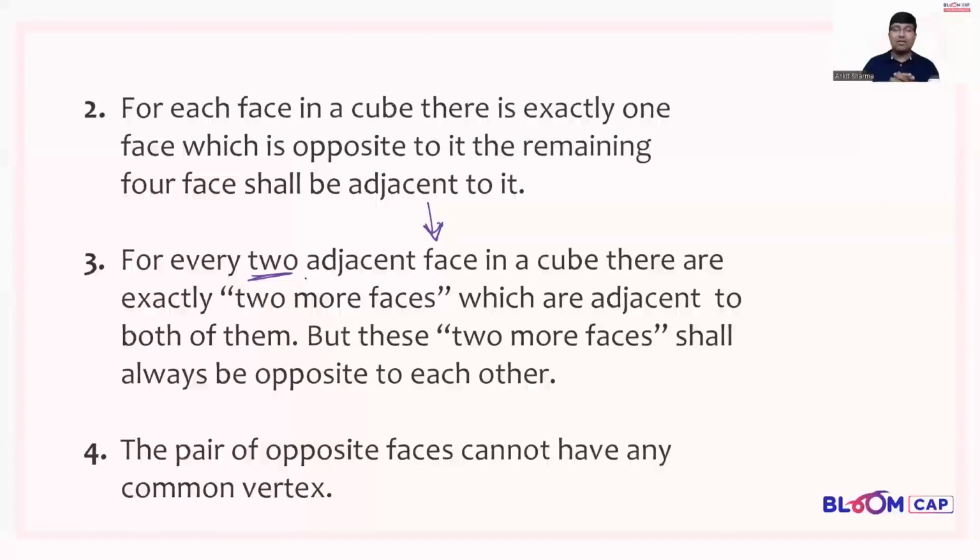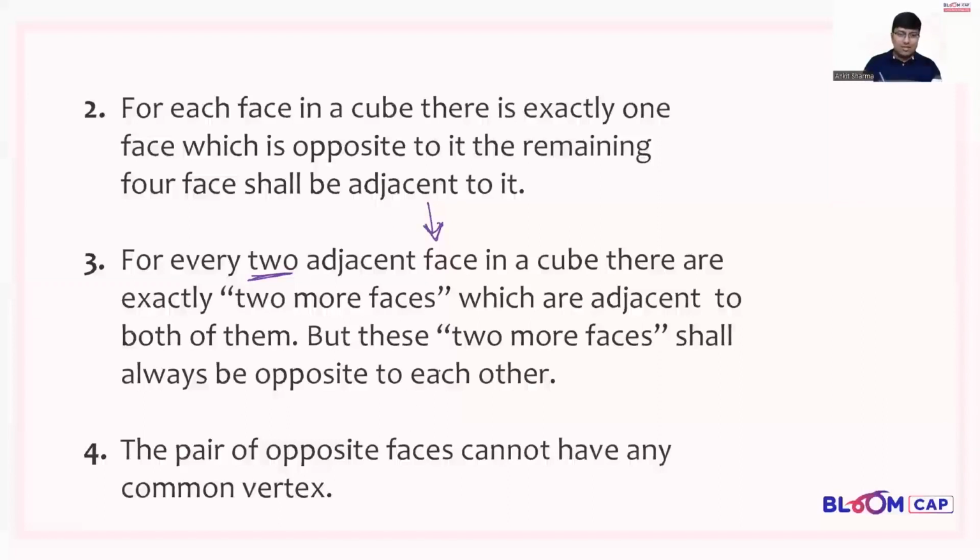I should explain again. See, if I take the face at the top and the face at my back, the faces which are adjacent to both of them are not the front one. The front one is opposite to it. And it is not the bottom one. The bottom one is opposite to it. So the faces which are adjacent to both the top and my back face are these 2. But these 2 are opposite to each other. That is the meaning of property number 3.